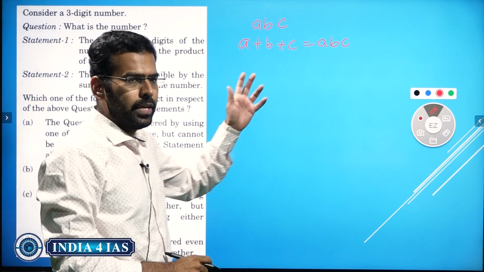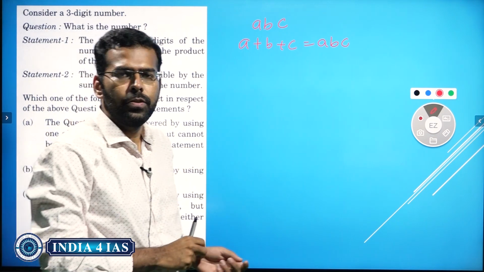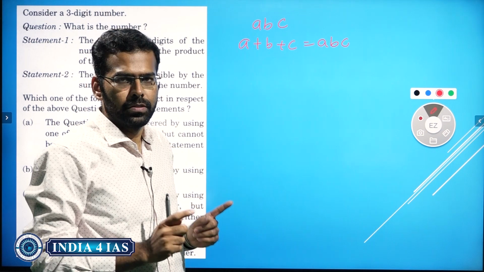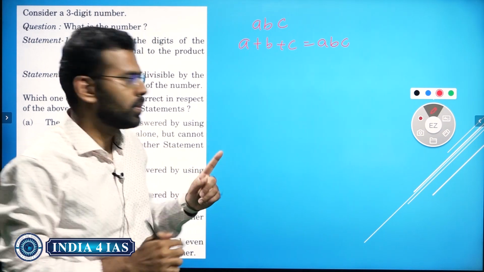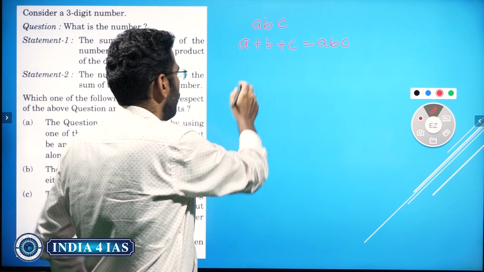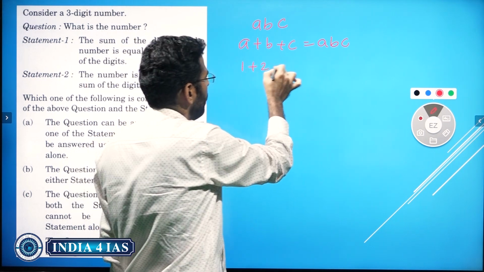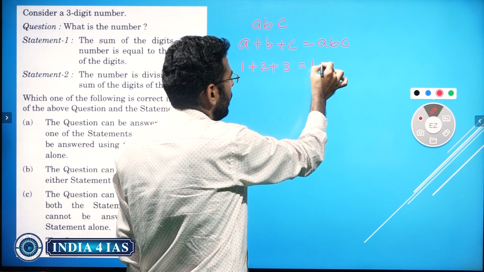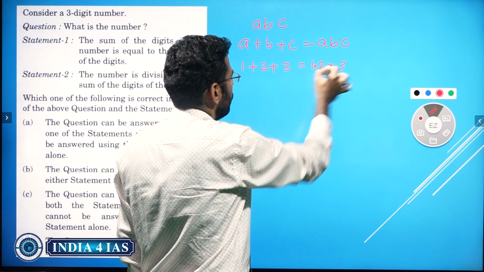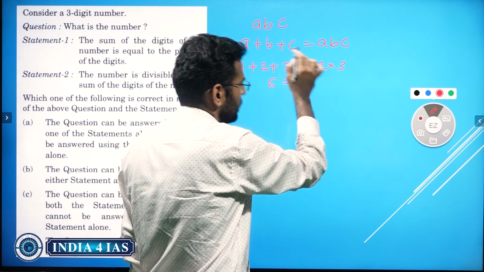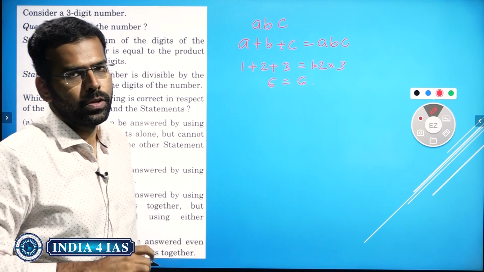Such a question has already been asked by UPSC in previous year questions. You just observe the previous year questions; he has asked a similar question. So now what can such a number be? We know that 1 plus 2 plus 3 is equal to 1 into 2 into 3, which is 6 equals 6. So 1, 2, 3 is a possible number.